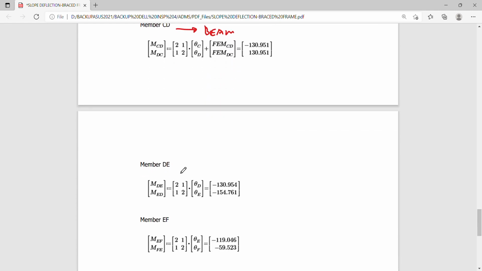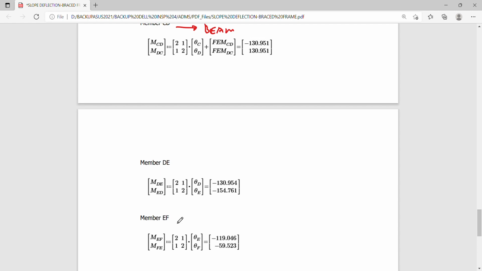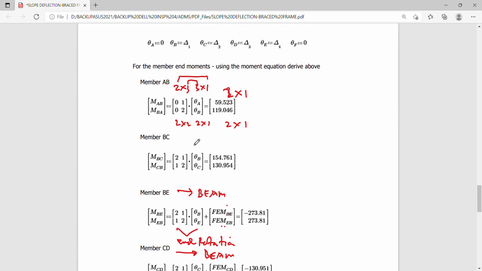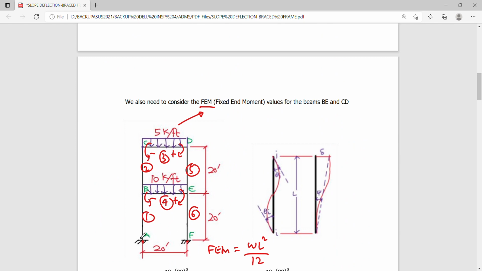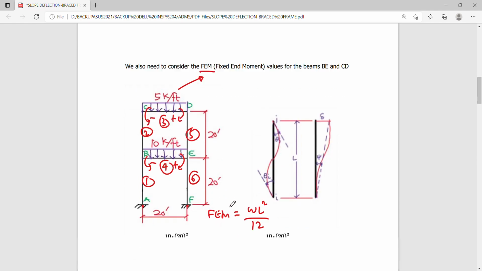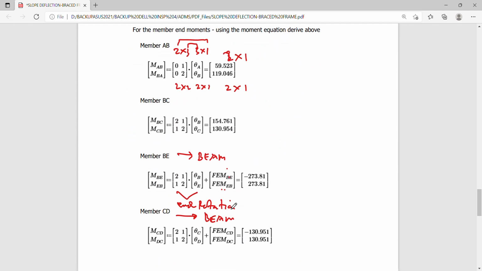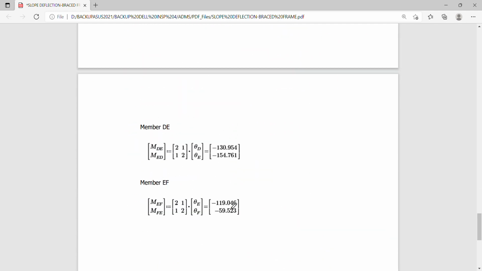But since these are no longer beams, these are columns D, E, E, F, just like columns A, B, and B, C, you don't need to add an FEM since there are no member loads on A, B, B, C, D, E, and E, F. Okay, so that concludes your procedure on how to deal with the member moments or member forces using the slope deflection method applied to brace frames with the help of a MathCAD tool.